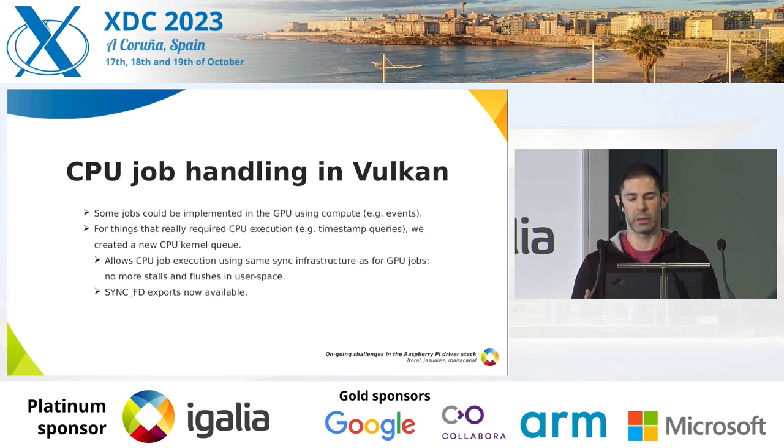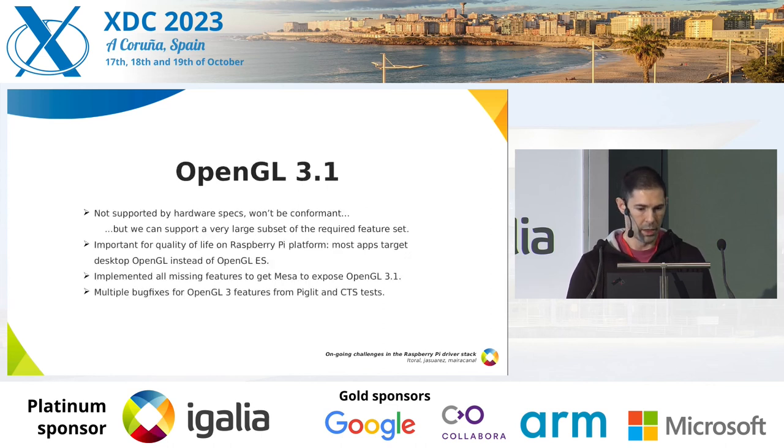So the way we have been handling this is twofold. On the one hand, there are some things that we push to the GPU through compute shaders, and this is the case for event handling now for us. And then for things that really require the CPU, like, for example, timestamp queries, Mayra has been working on implementing a new type of queue in the kernel, which is a CPU queue, and basically just executes tasks and jobs on the CPU. But it does that from within the kernel, which means from the user space driver point of view, it is just another queue, and there's no difference. We can still use sync objects, and we can coordinate all our work like we do for everything else. And this allows us to expose syncfd now. And now Juan is going to talk about OpenGL 3.1.